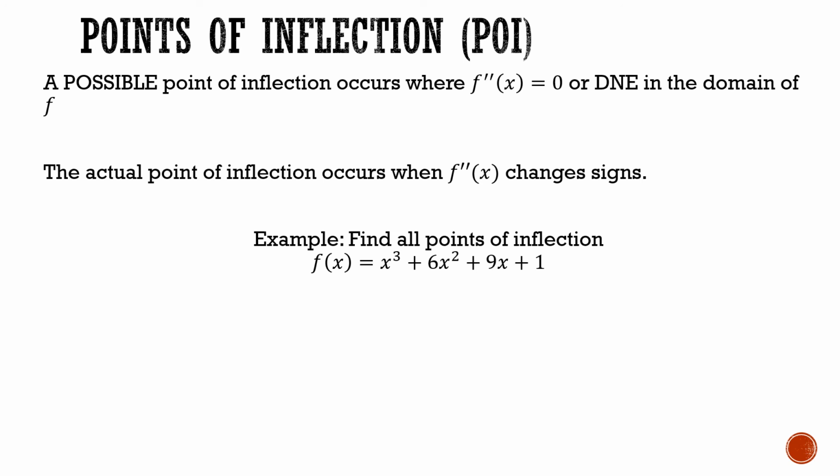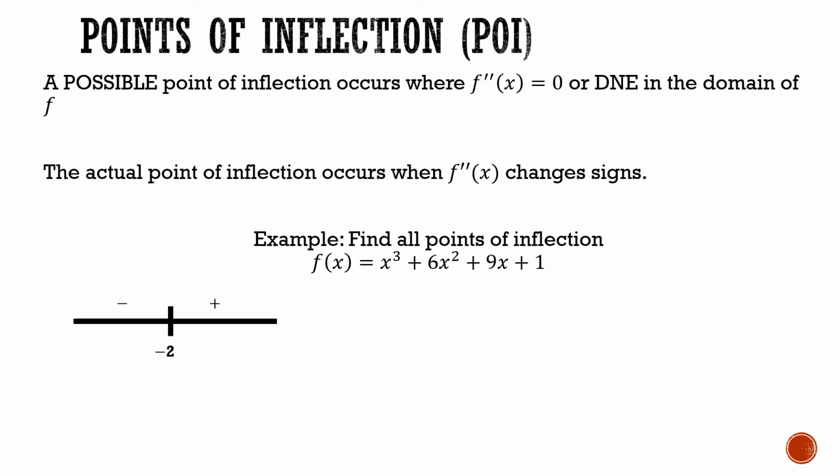But I do need to set that thing equal to 0 and then figure out if it is an actual point of inflection. Remember, when you set it equal to 0 or you figure out where it doesn't exist, that's your possible points of inflection, not necessarily your actual points. You need to then check to see whether or not it changes signs.